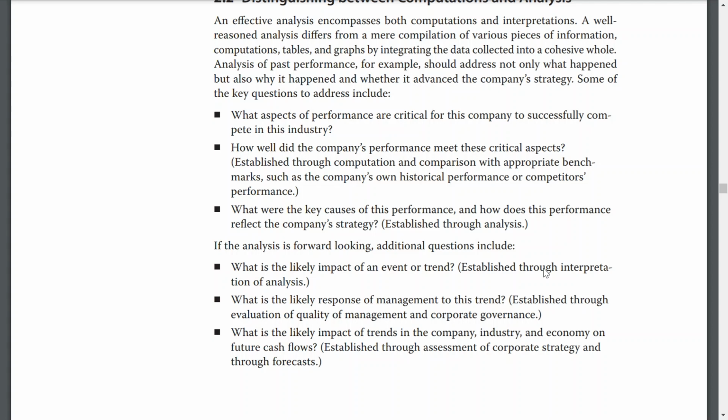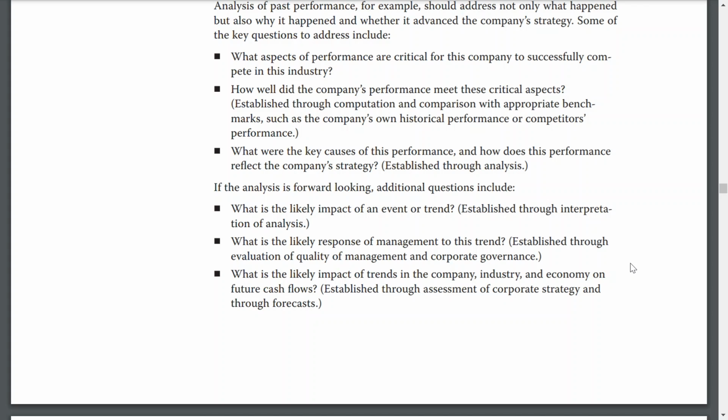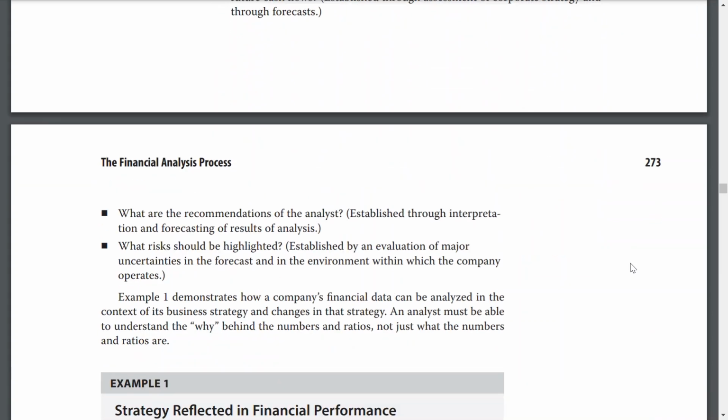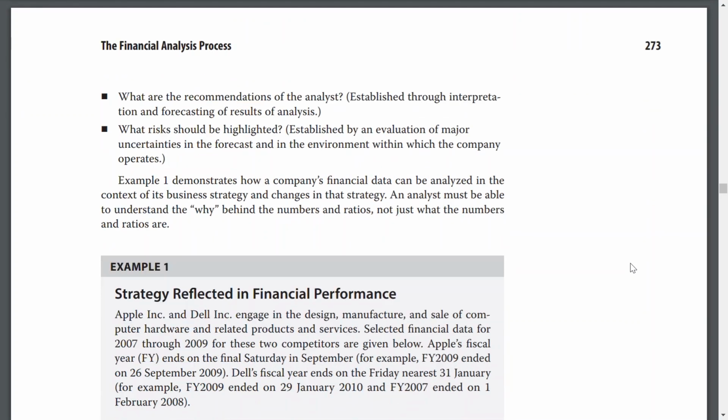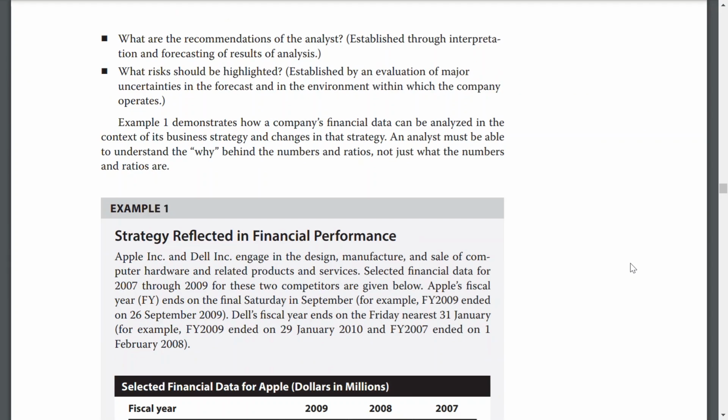If the analysis is forward-looking, additional questions include: what is the likely impact of an event or trend? What is the likely response of management to the trend? What is the likely impact of trends in the company, industry, and economy on future cash flows? What are the recommendations of an analyst? What risks should be highlighted?